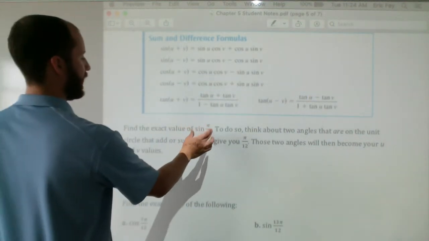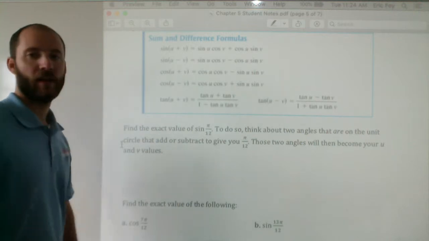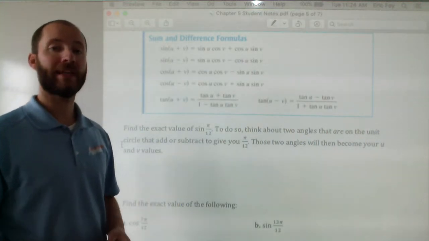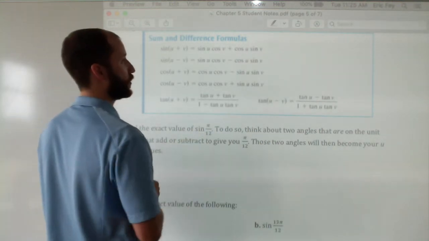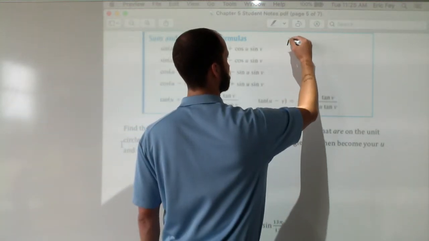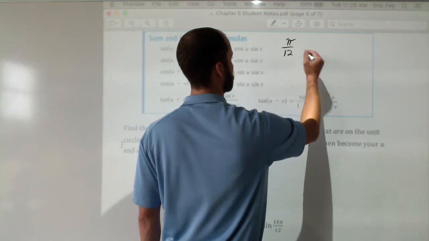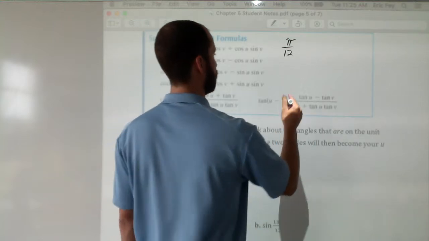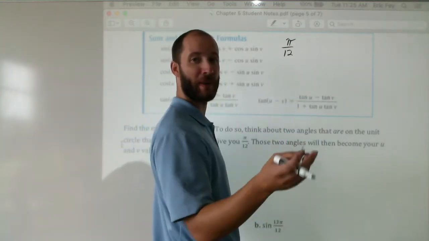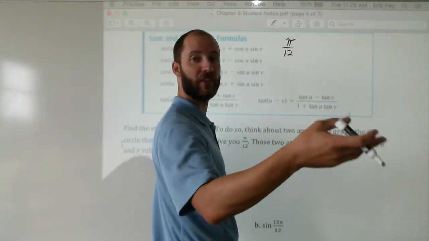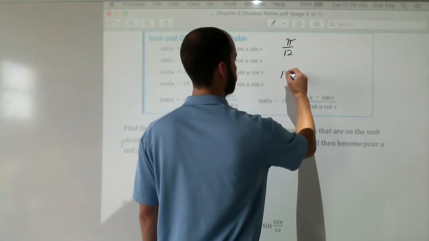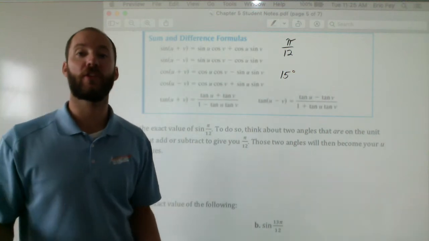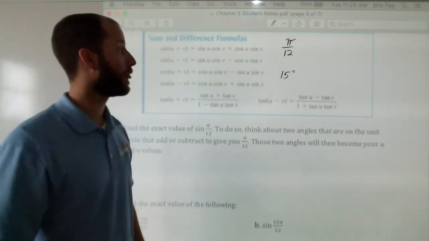So let's take a look here. Find the exact value of sine of pi over 12. All right. Now, there's a couple of ways that you can go about this. Pi over 12, or you can think about it as a degree measure. Pi over 12, that is half of pi over 6. Pi over 6 is 30. Half of 30 is 15 degrees. So you can do those conversions if it makes more sense to you.